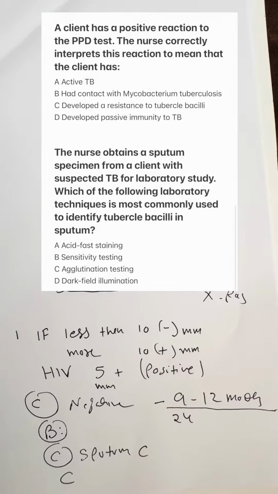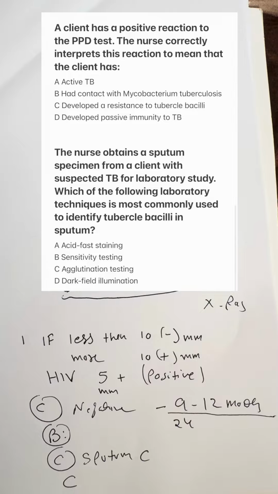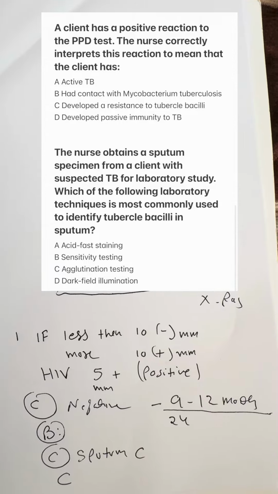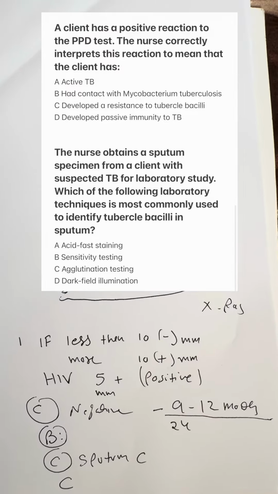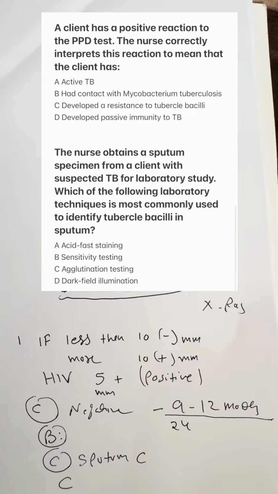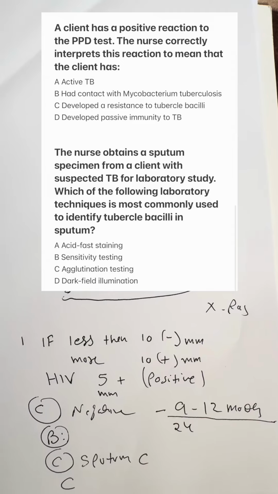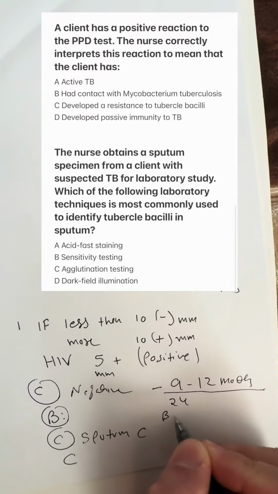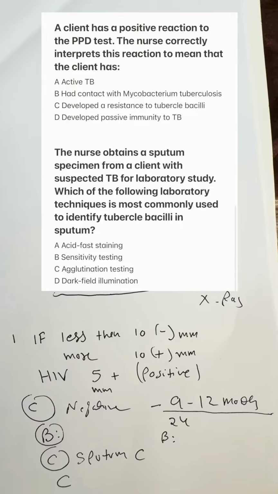A client has a positive reaction to the PPD test, right? The nurse correctly interprets this reaction to mean that the client has. So if a patient has a positive PPD test, that doesn't mean that he has tuberculosis. So the nurse correctly interprets this reaction to mean that the client has. That would be answer B. Answer B: the person had contact with Mycobacterium tuberculosis.